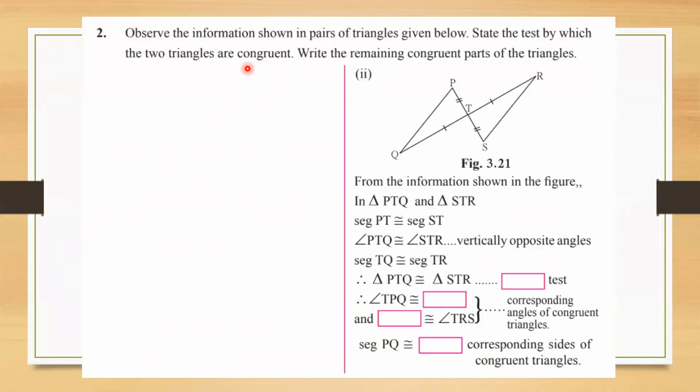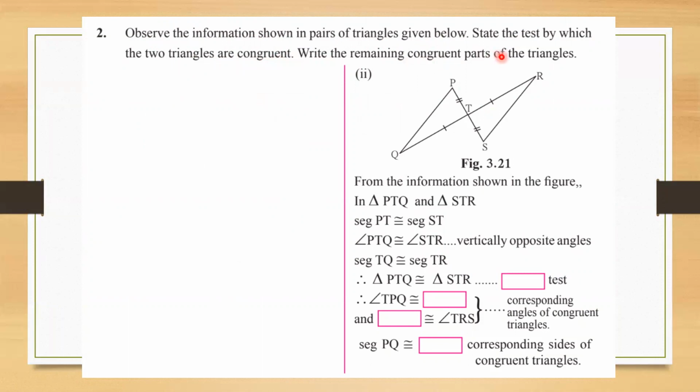Now coming to the second question. The first sub question I am not going to solve because it is easy. You are going to solve it at home. For the second, I will tell you how to solve it, so that you can solve the first one at home. Let us read the question. Observe the information shown in the pairs of triangles given below. State the test by which the two triangles are congruent.